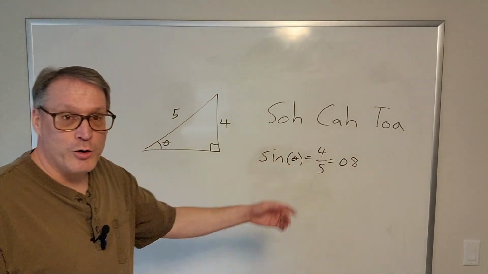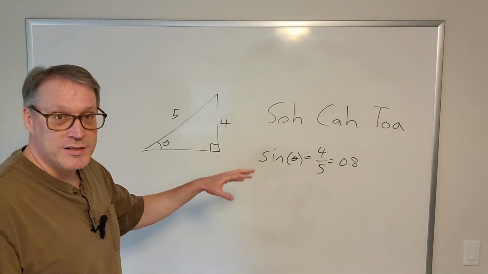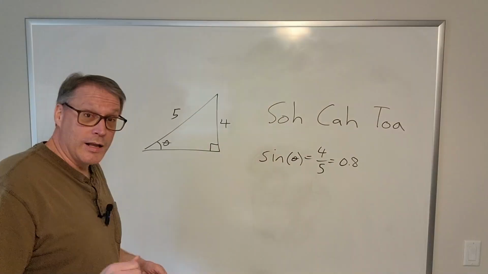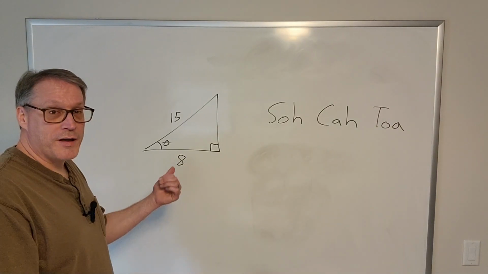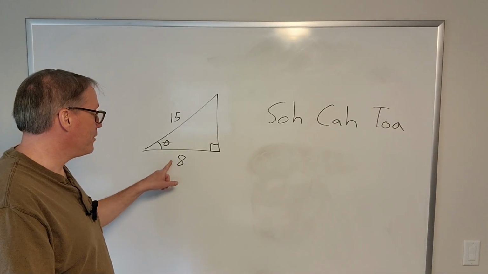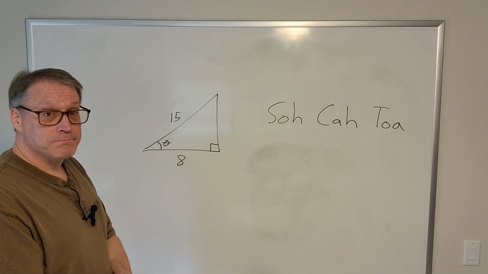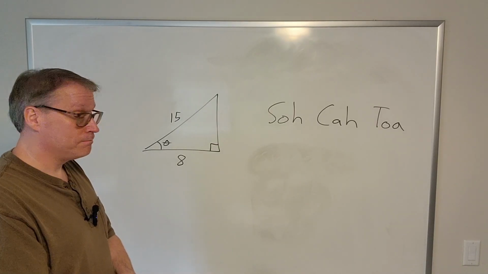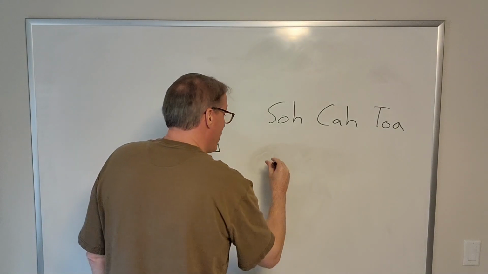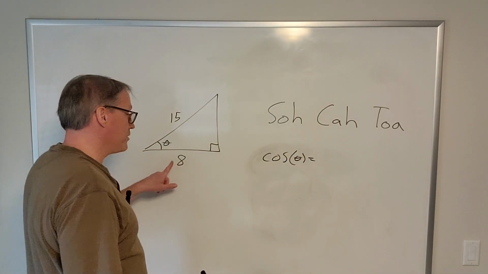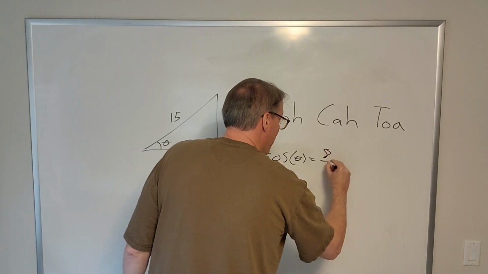Depending on what they want you to know, they may give you a bunch of decimals, say A, B, C, D, and E. They may give you fractions, I don't know. But either way, let's do another one. What is the cosine of theta given the side lengths here of adjacent side length of 8 and the hypotenuse of 15? Well, look at that. Cosine is adjacent over hypotenuse. So the cosine of theta is equal to 8 over 15.